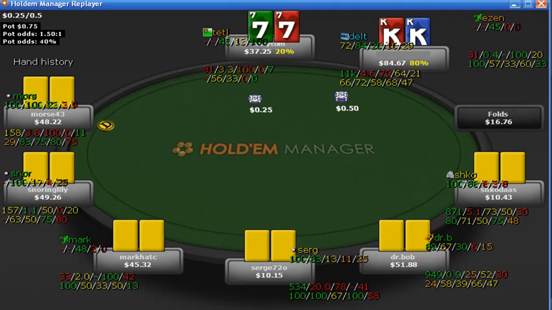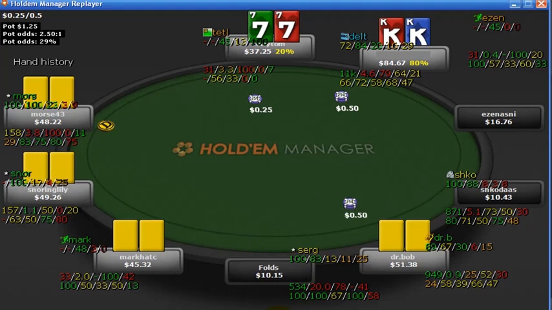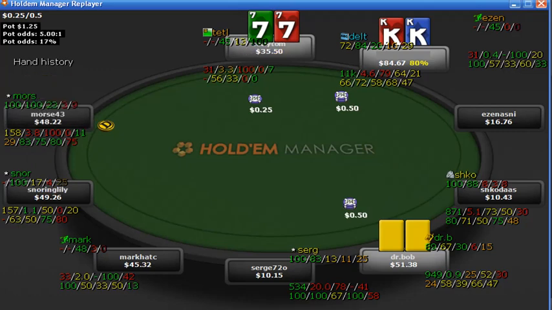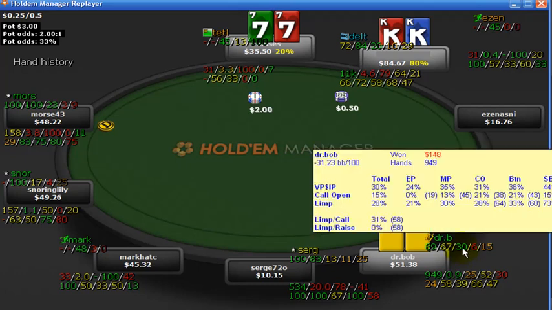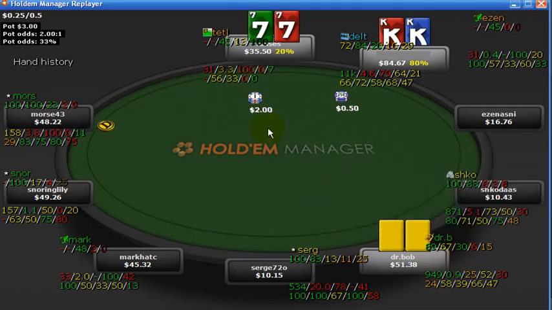So, back to the action. Fold, fold. Dr. Bob decides to limp. This is a so-called limp, so he just calls the big blind. Another fold, and this guy here, Tettle, isolates. He's isolating this limper in early position, who, by the way, is limping from early position 21% and middle position 30%, respectively.